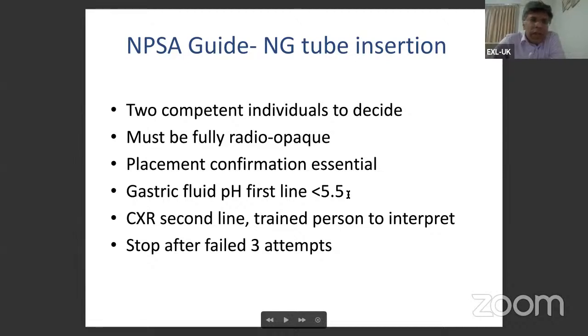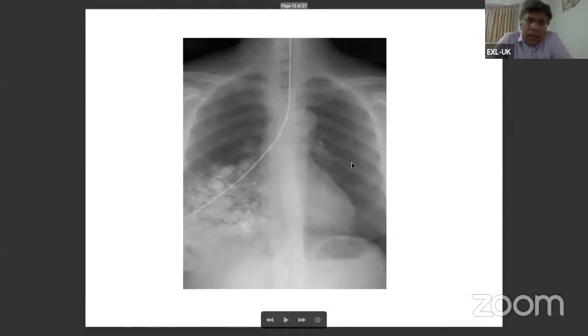You've got to do the gastric fluid first, the fluid pH first. It should be less than 5.5. The second line is chest X-ray, but in most trusts in the country there could be variations to this, but this is what the national guidelines say. And you've got to stop after 3 failed attempts. So this is the first thing about nasogastric tube insertion, very, very important.